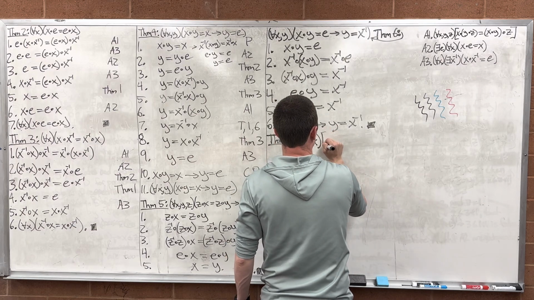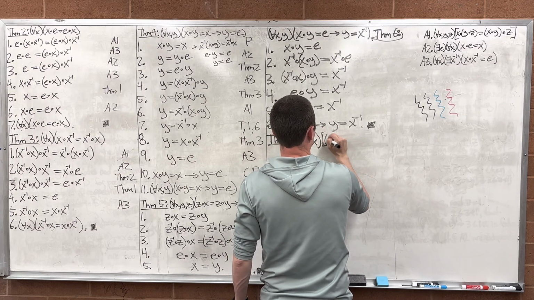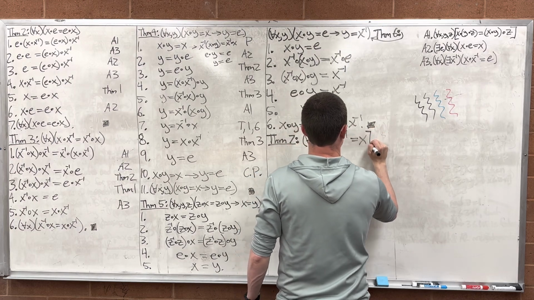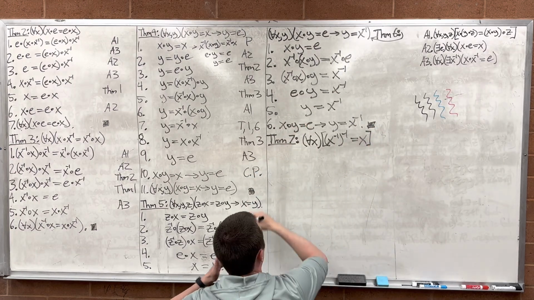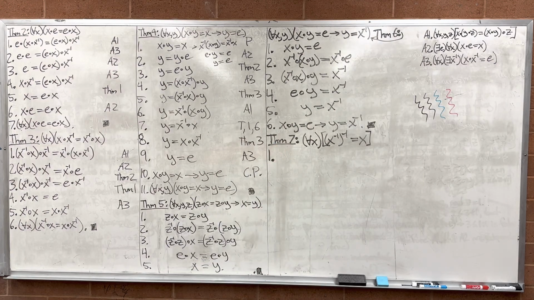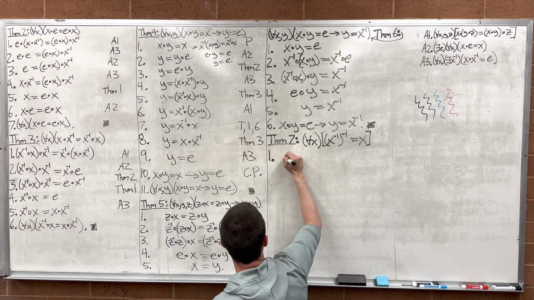For all x, x inverse inverse is equal to x. Okay, a little bit more sane. Now, proving this one, I say we just grab the bull by the horns. Let's just start with x and see what it equals.